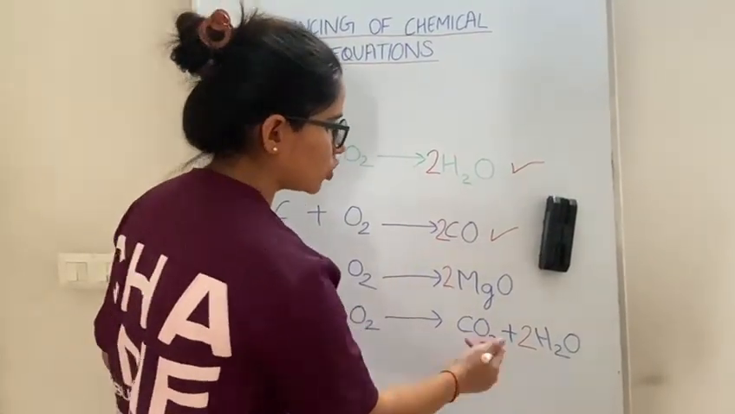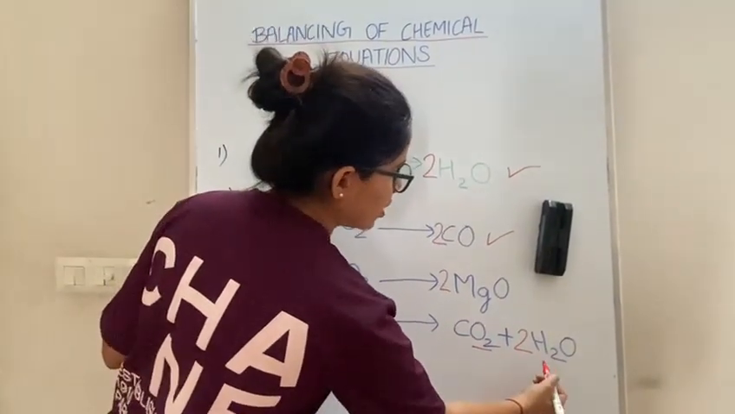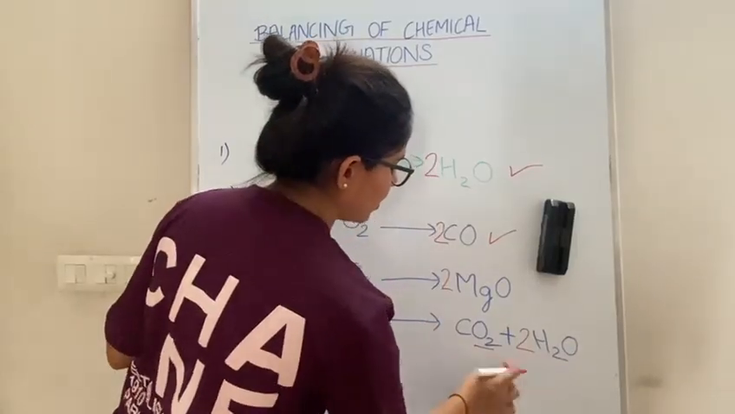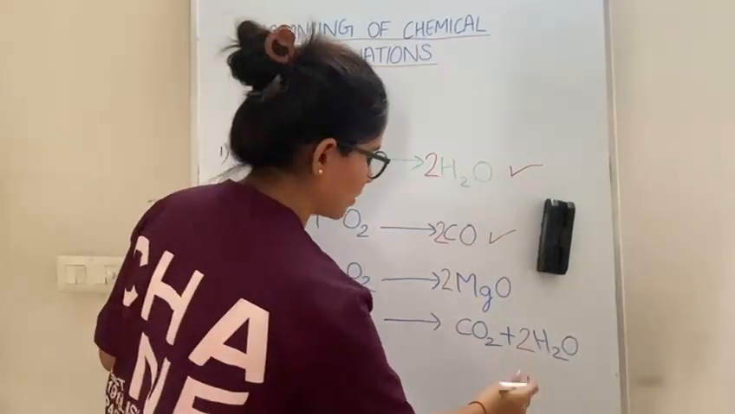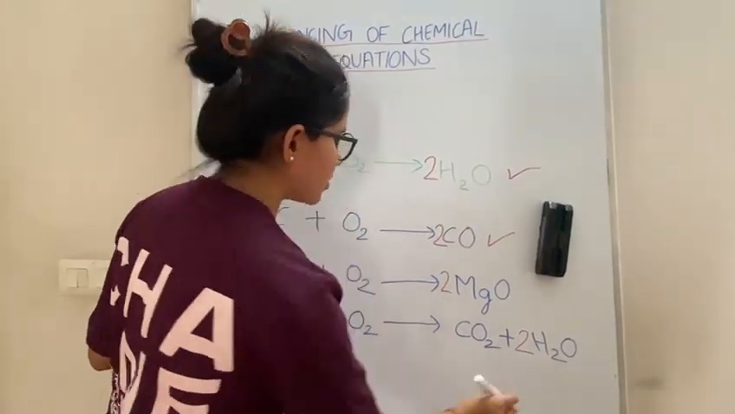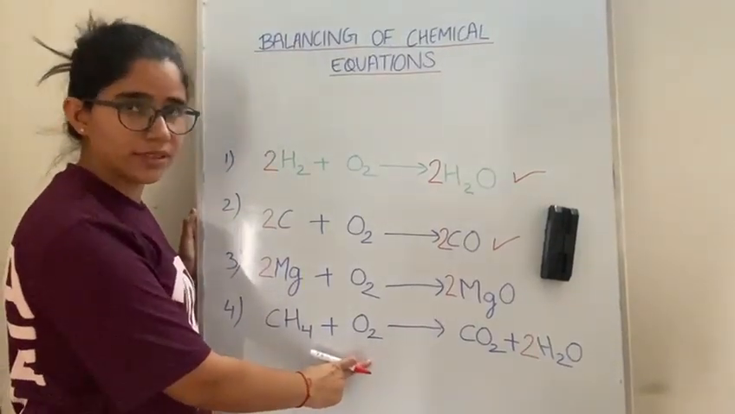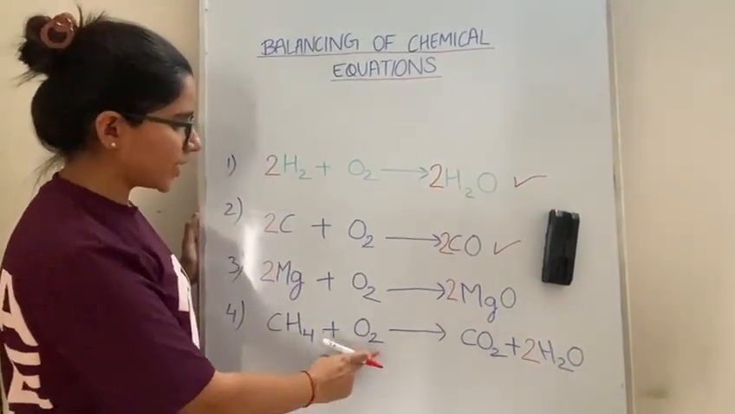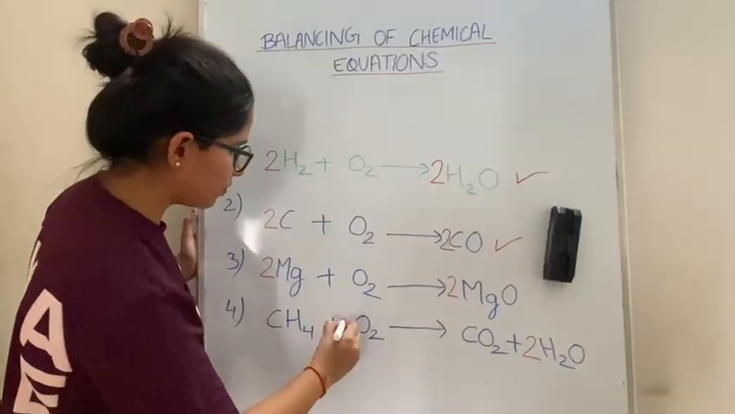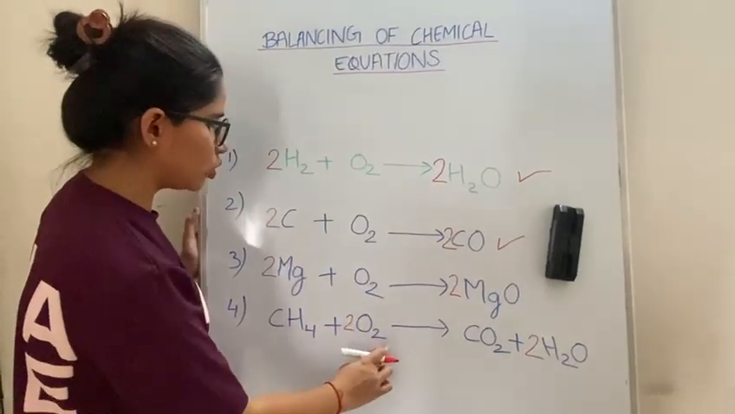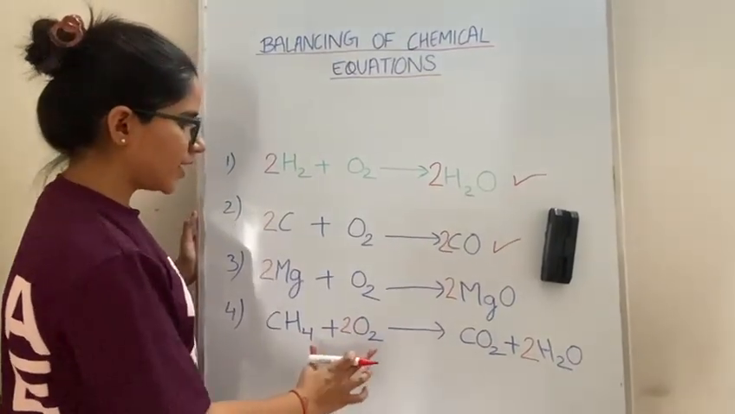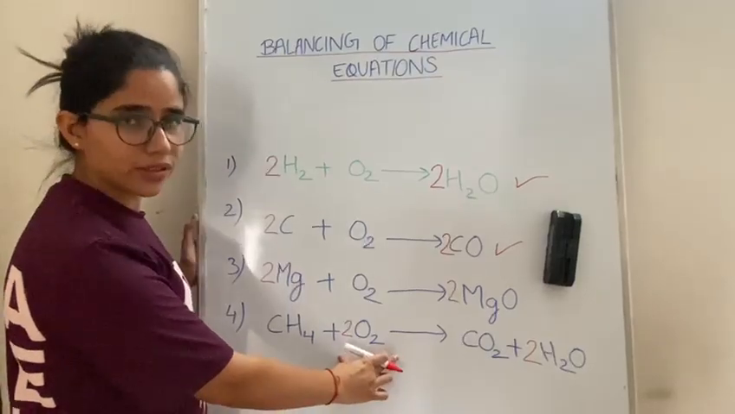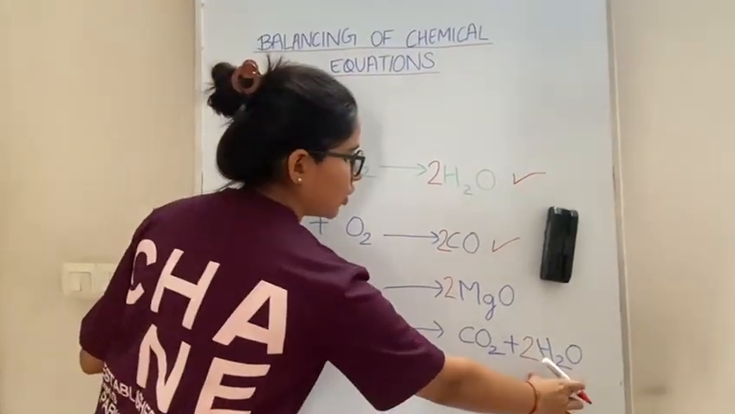Here we have 2 atoms of oxygen, and here also 2 atoms of oxygen. So here we have a total of 4 atoms of oxygen. And here I have only 2 atoms of oxygen. So to make it 4, I will multiply it by 2. Now 2 into 2, it is 4. So I can say that here we have 4 atoms of oxygen, and here also we have 4 atoms of oxygen.